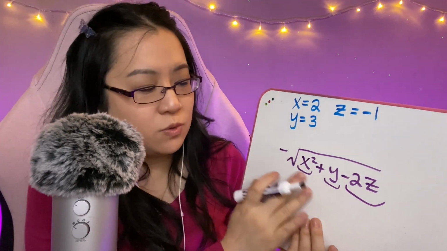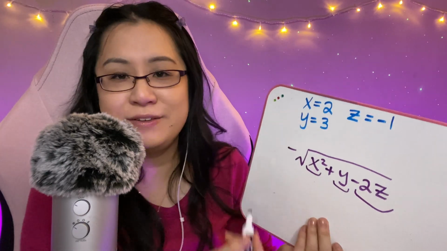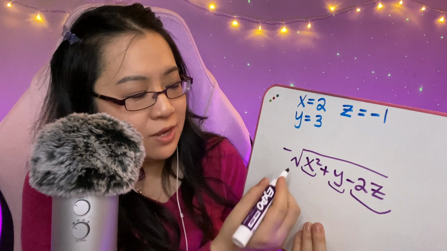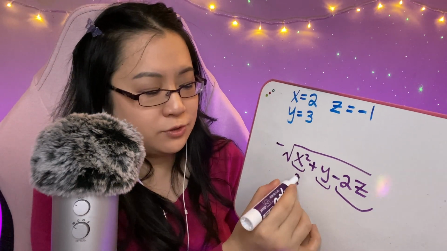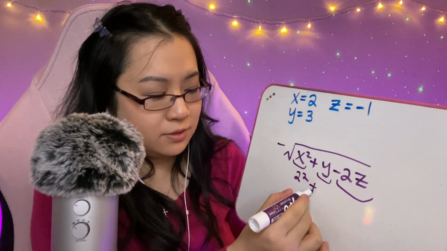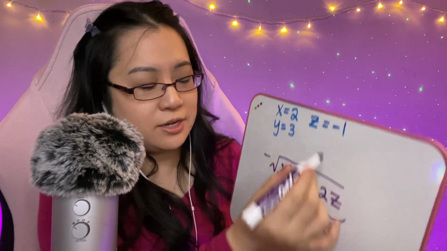And then whatever this whole thing is, I'm going to take the square root of that. And then I have a negative in front. Okay, so just one step at a time. X squared, so we have 2. So 2 squared plus y minus 2. And then negative 1.